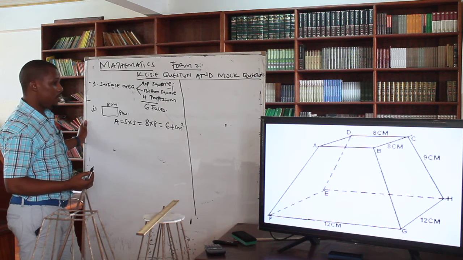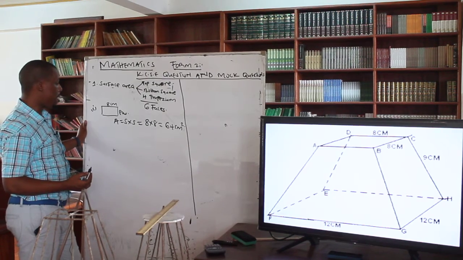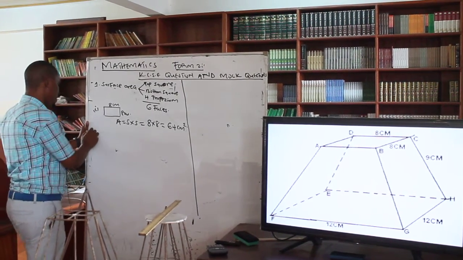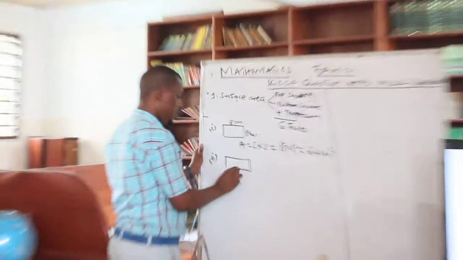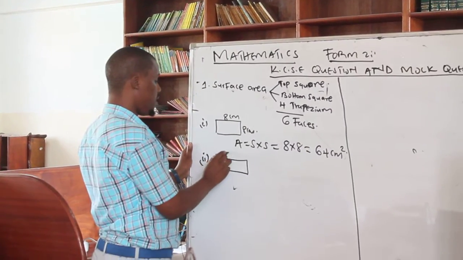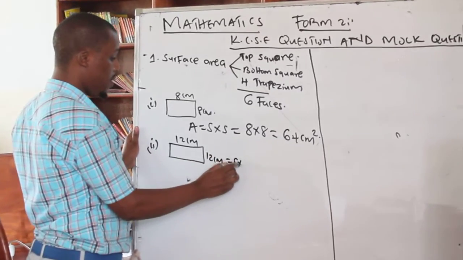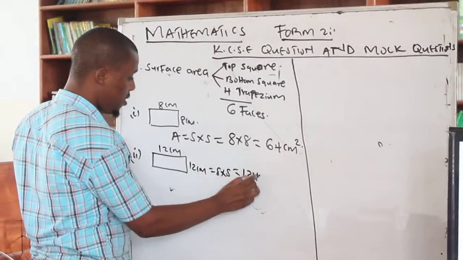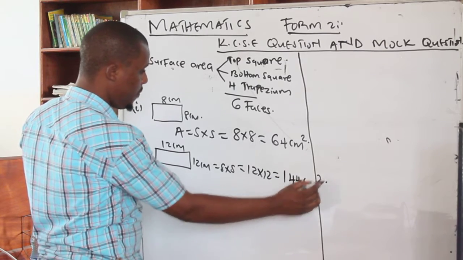Then if that is the case, again we need to be able to come up with Roman 2, the bottom square. This is a square of this nature. So here is 12 centimeter, and here again is 12 centimeter. So again side multiplied by side. And 12 multiplied by 12 gives us 144 centimeter squared. Okay?